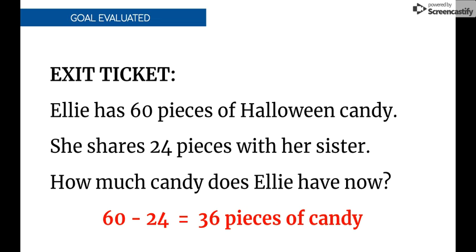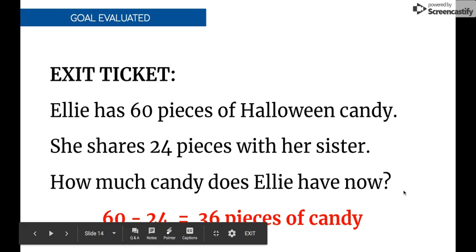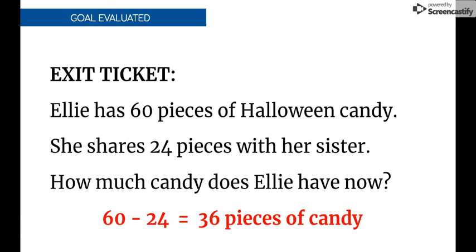All right, so after that, we would do an exit ticket, and this I would have them solve individually, just to be my formative assessment to see how they're doing. The exit ticket is Ellie has 60 pieces of Halloween candy. She shares 24 pieces with her sister. How much candy does Ellie have now? 60 minus 24 is 36 pieces of candy.